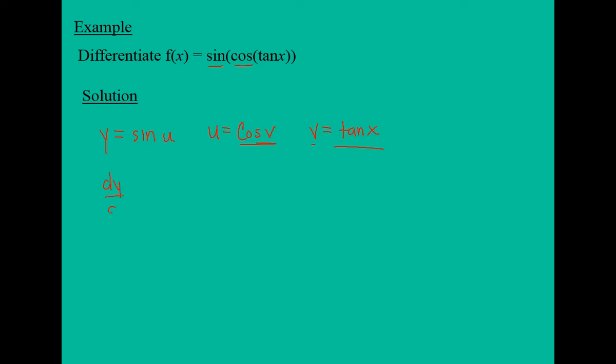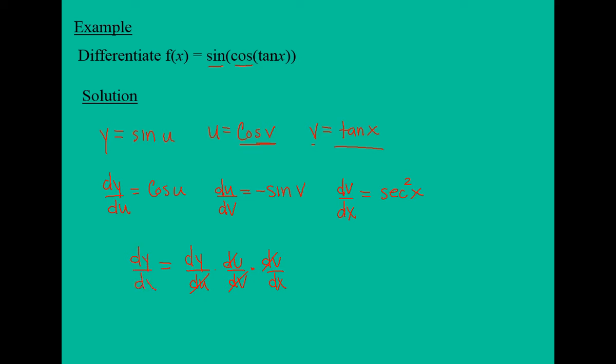Then if I just took dy/du, that would be cosine of u, du/dv would be negative sine, and I think I forgot that on the last slide. I didn't have my negative there, I just realized. But this would be negative sine of v, and then dv/dx equals secant squared x. Now, if we looked at multiplying dy/du times du/dv times dv/dx, it appears algebraically, this is not what's happening, but it looks like these reduce, and we're left with dy/dx.